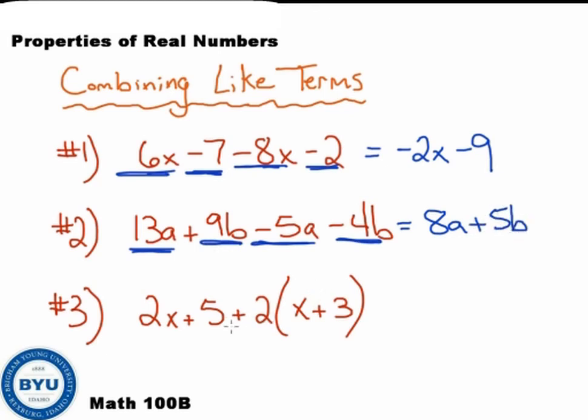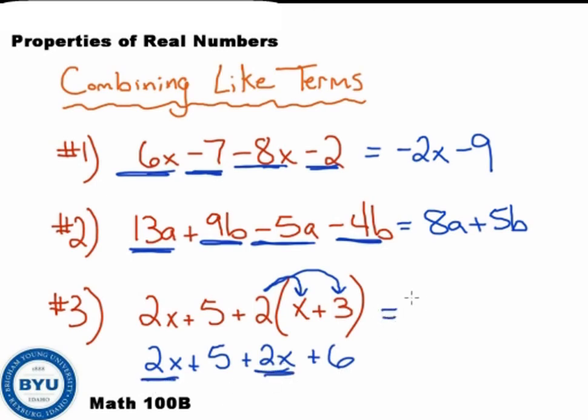On the third problem, you're going to want to distribute first. We're going to distribute the 2 into the parentheses. That's going to leave us with 2x plus 5 plus 2x plus 6. We then can combine the like terms. We can do 2x plus 2x leaving us with a total of 4x, and a plus 5 and a plus 6, leaving us with 11. How'd you do? Great work. So that's combining like terms. That's how we do that.